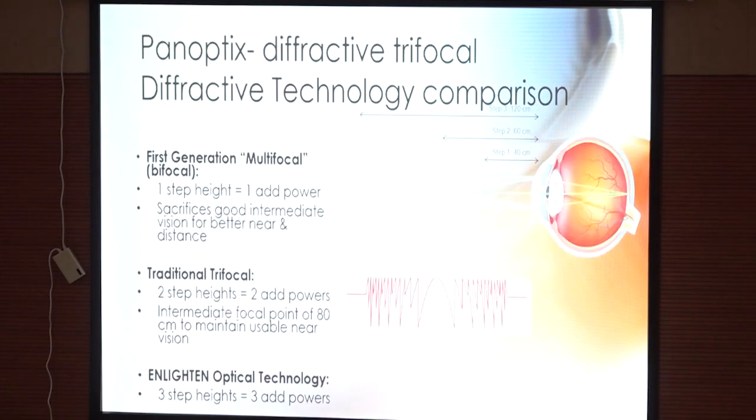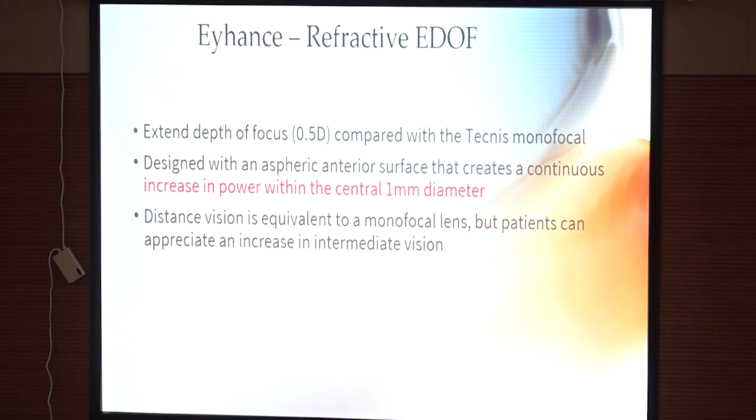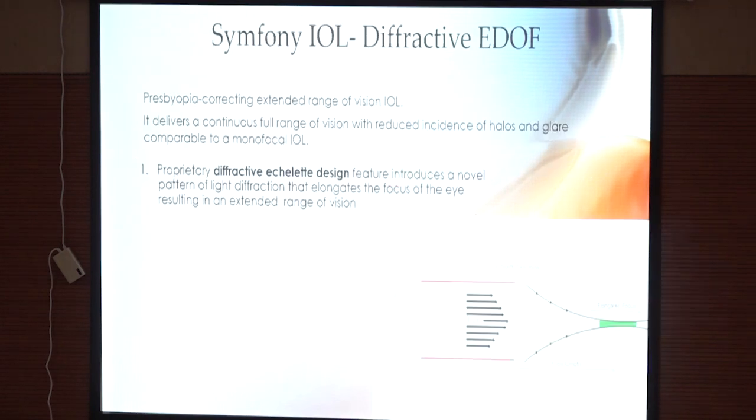So I've discussed all these. PanOptix has the trifocal technology, which has the Enlighten vision. It is proprietary of their company. The Alcon Vivity is a non-refractive EDOF. The iHance is the refractive EDOF. So it increases the power within a central 1 mm diameter and provides intermediate vision.